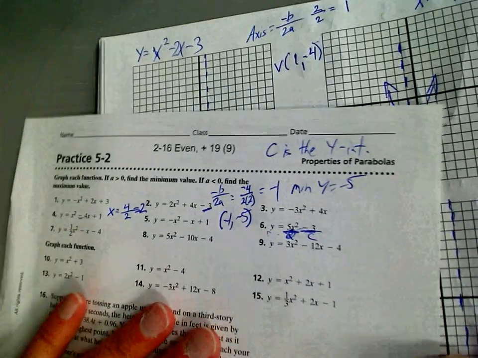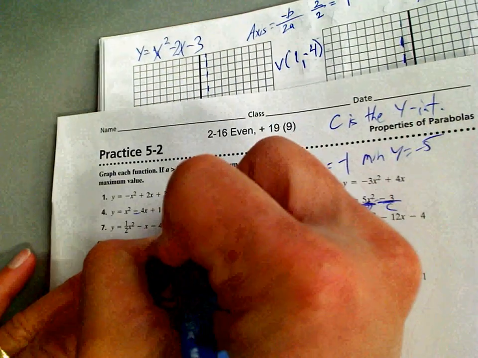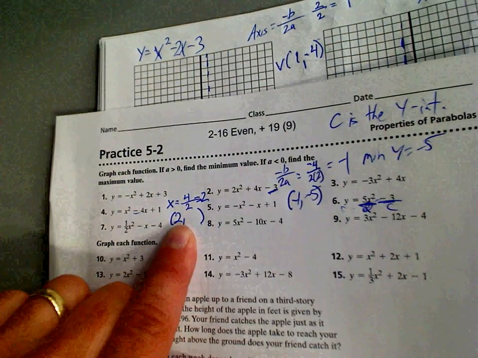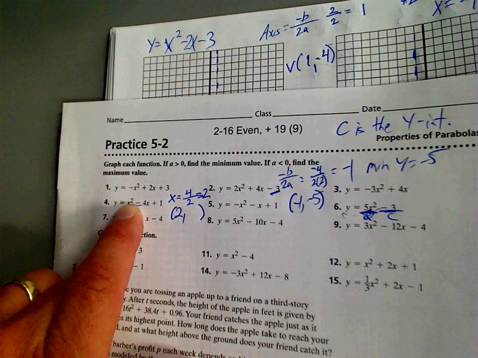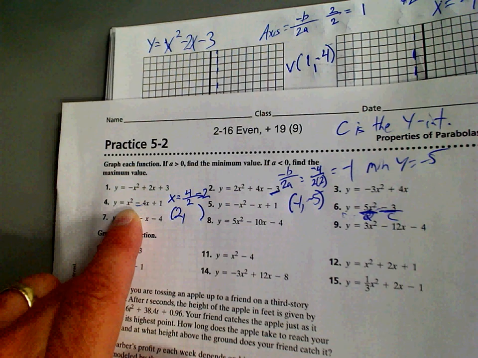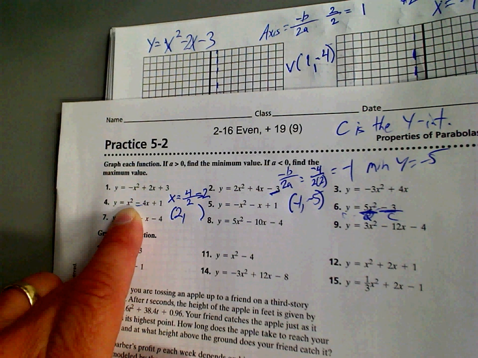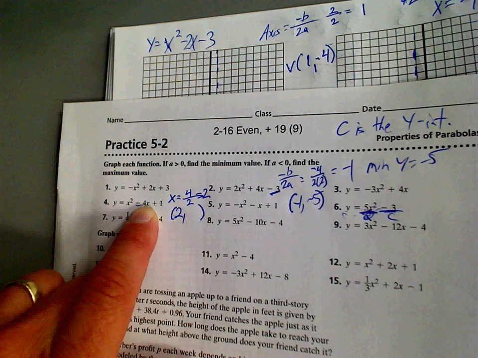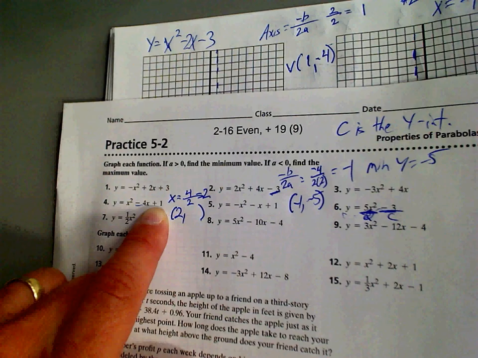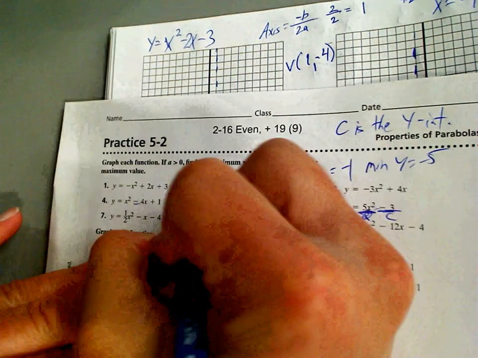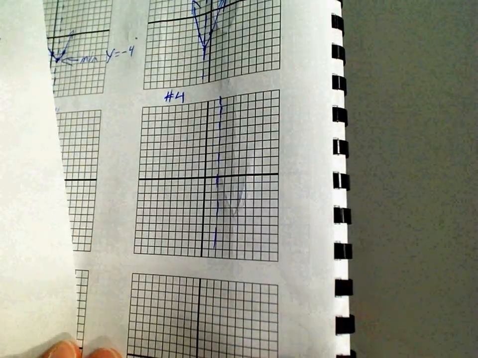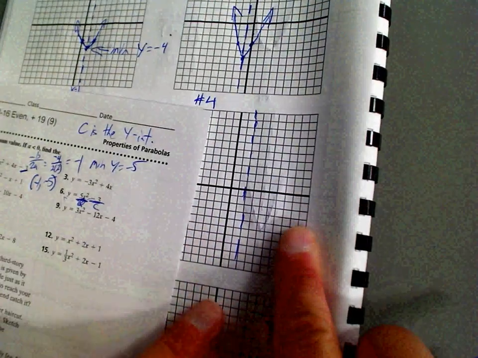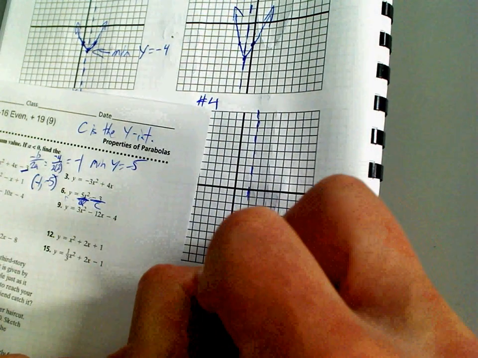What is the vertex? The vertex, the x is 2. If you put 2 in there, what do we get? 2 squared is 4, minus 8 is negative 4, plus 1, negative 3. Very good. All right, a little bit of math there. So on your graph, hopefully you go over 2, down 3. Hopefully you have a vertex at 2, negative 3.